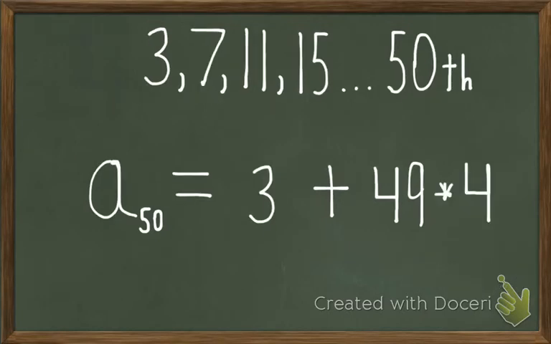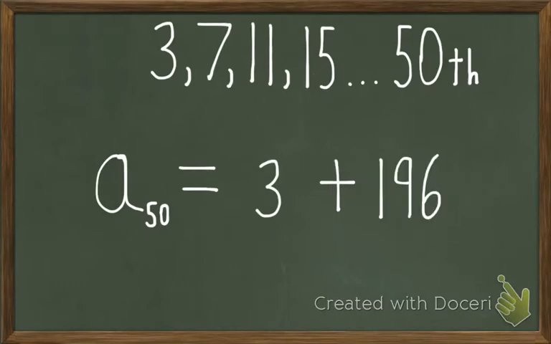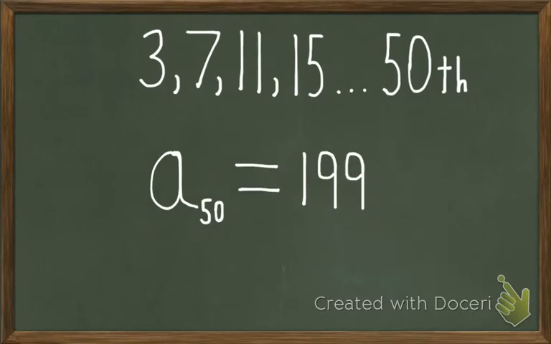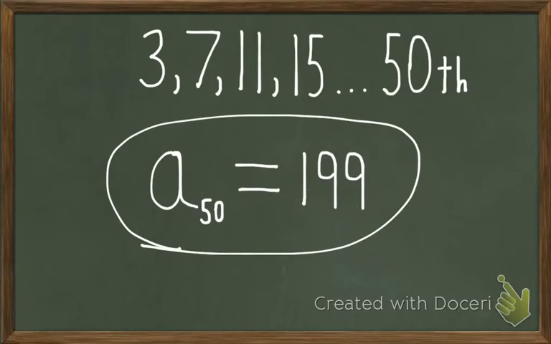And then once you have all of your numbers plugged in, you just follow the order of operations. So you multiply first, and you get that 49 times 4 equals 196, and then you just add 3 to it. And finally, you find that a50 equals 199. Let's take a look at one more example.